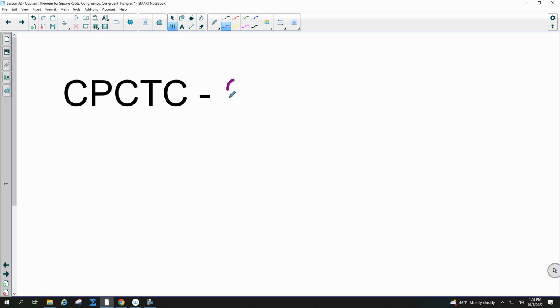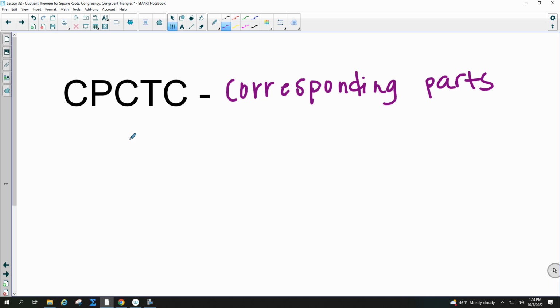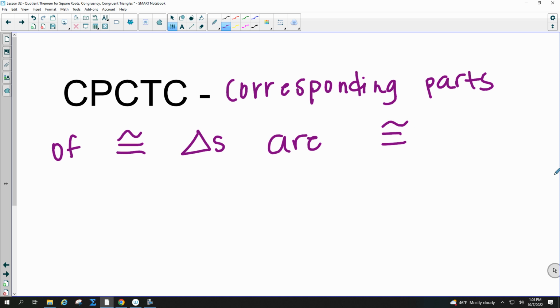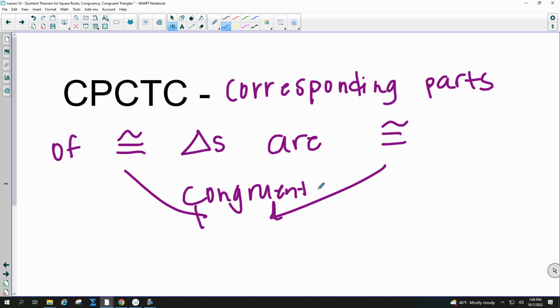corresponding parts of, I'm going to shortcut this. Do you guys know this? Congruent. That's what that means. Triangles are congruent. If you don't know what that means, you might want to write down congruent. That's why you can write CPCTC. It's so much for an acronym. All right. Corresponding parts of congruent triangles are congruent.